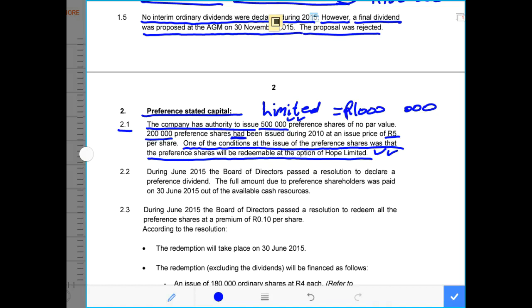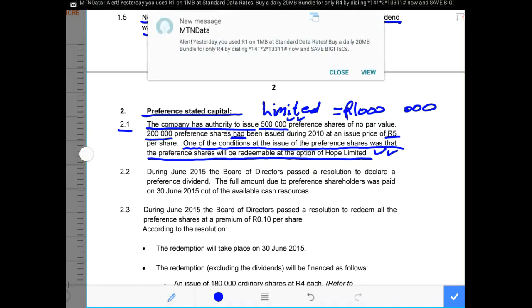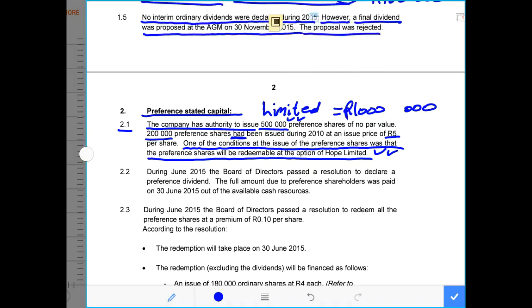That is why preference stated capital will be recorded under your equity and will also appear in the statement of changes in equity. Therefore, now we have highlighted that, and let us move a little bit further now under 2.2.